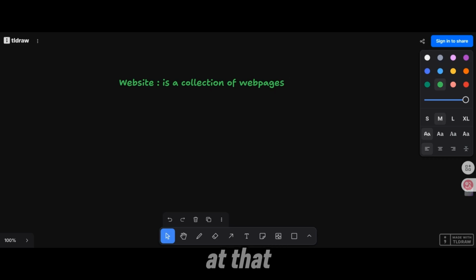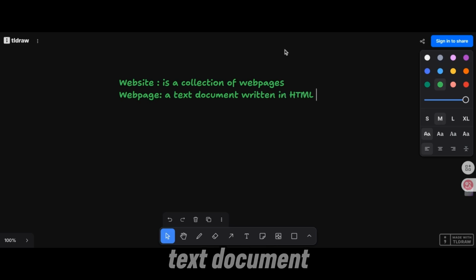What is a web page? We'll take a look at that. So now we'll define a web page. A web page is nothing complex. It's just a text document written in HTML. So it's just a text document like you would open in Notepad. Everyone uses Windows and Notepad is already there, and any document you open is a text document. But the difference is that the text document is written in HTML.